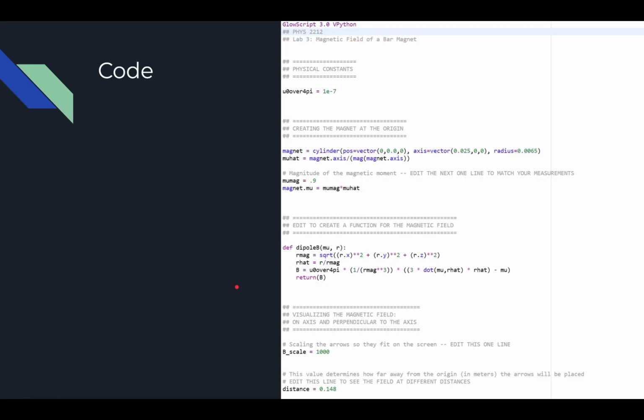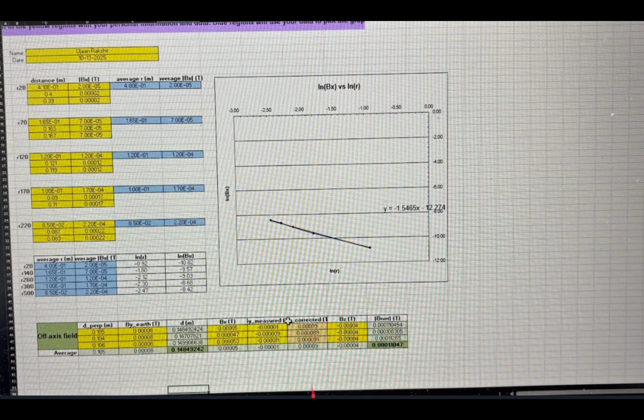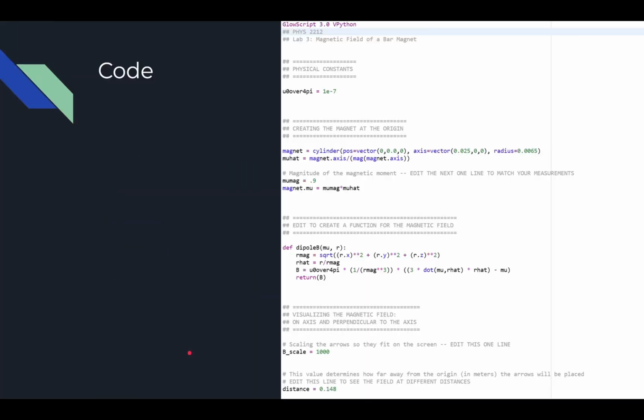Here's the code for this lab. Right here we have creating the magnet at the origin with our magnitude of mu, which is 0.9, and then here is where we create the magnetic field for the magnet using mu and r, and the distance, which we had back here in the data, 0.148, it's right here.